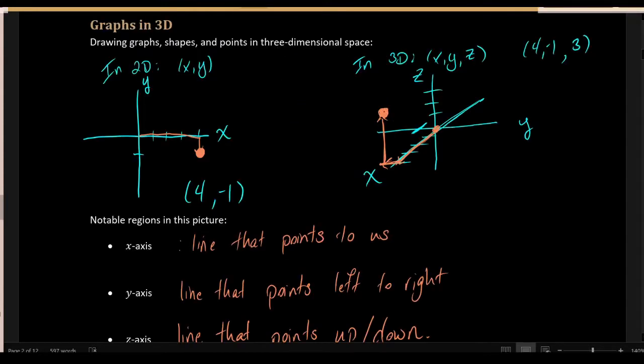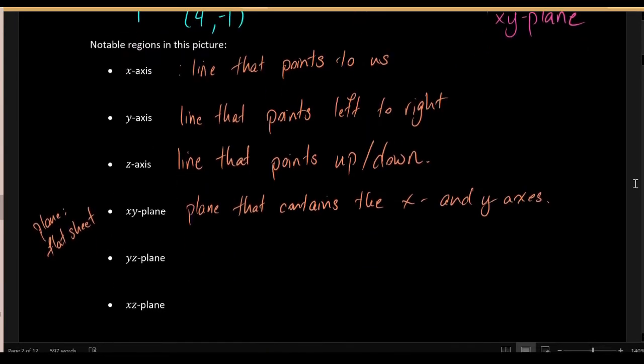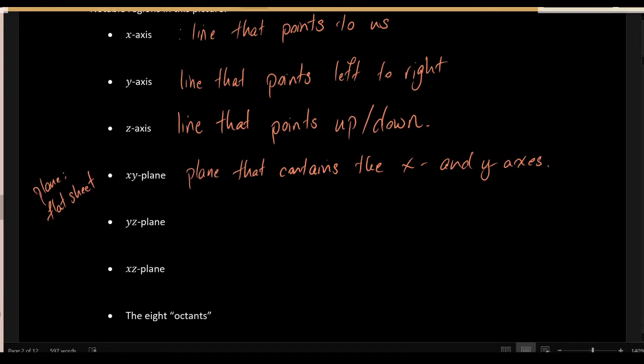The xy plane would be the horizontal plane drawn in pink here that contains both the x line and the y line. Corresponding to that, we have the YZ plane, which contains the y and z axis. And we have the XZ plane, which contains the x and z axes.